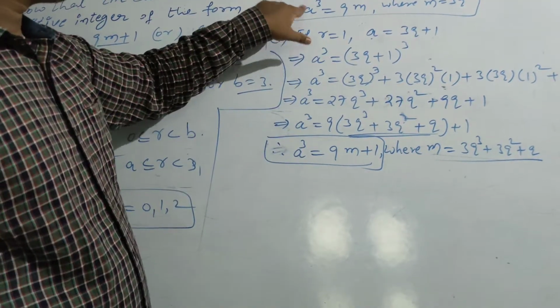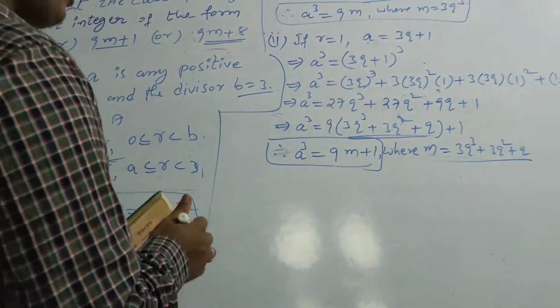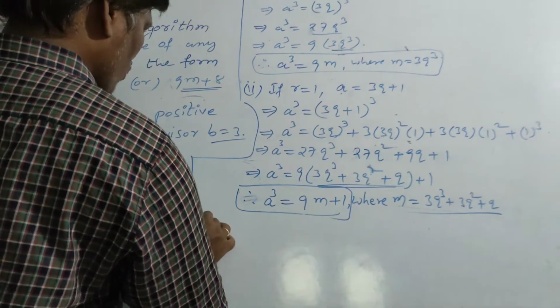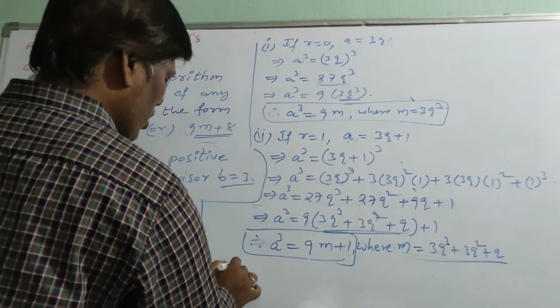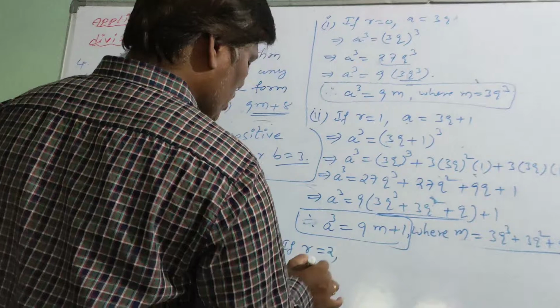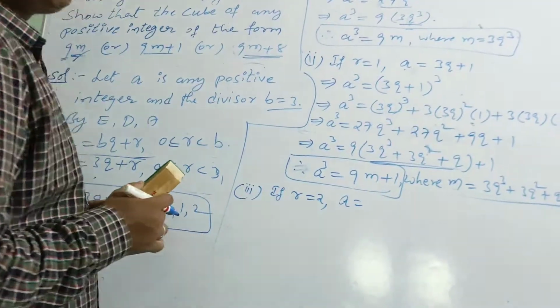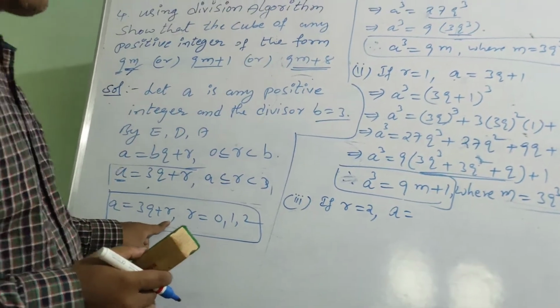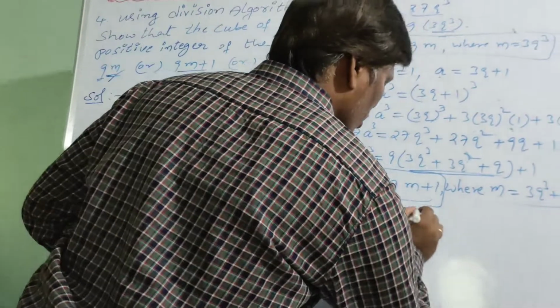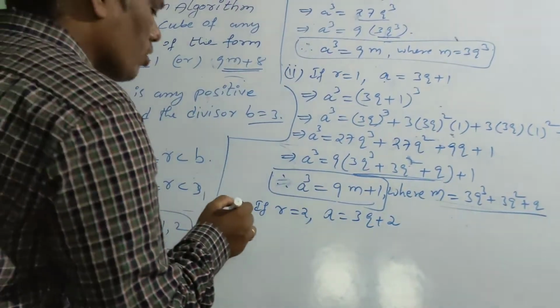So the cube of the positive integer is in the form of 9m plus 1 here. In the first case, the cube of the positive integer is in the form of 9m. Here we got 9m plus 1 form. So still one more case we have. That is the third case, when the remainder is 2. If r is equal to 2, then what is the form? 3q plus r. 3q plus r is equal to what? 2. We will get a is equal to 3q plus 2.